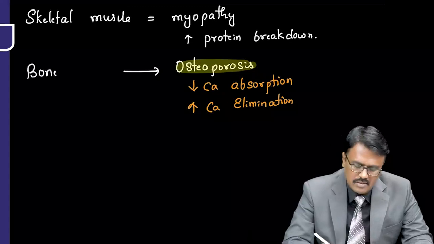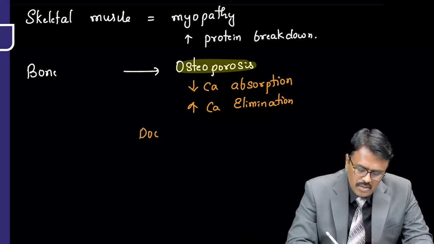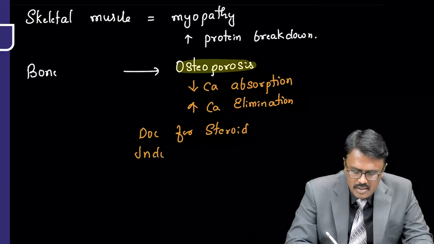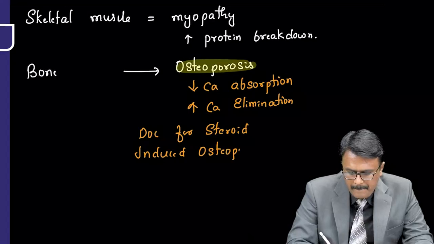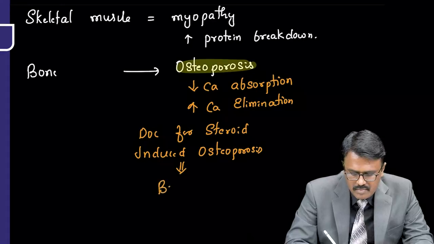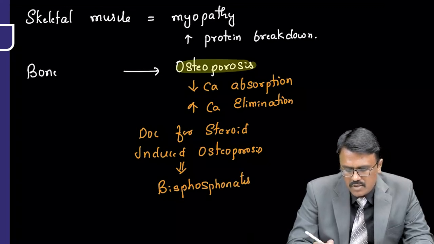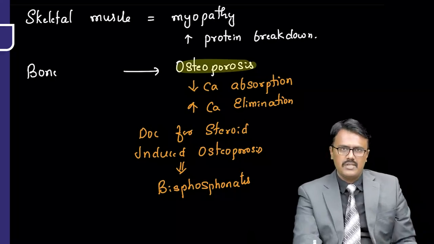How do you manage this? What is the drug of choice for steroid-induced osteoporosis? They are called bisphosphonates. They end with dronates.